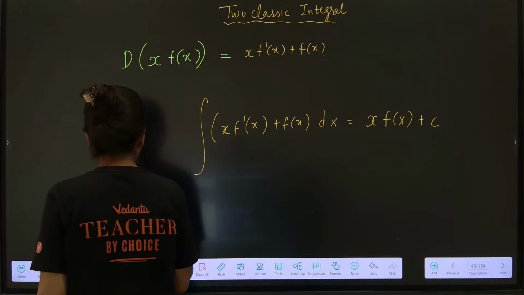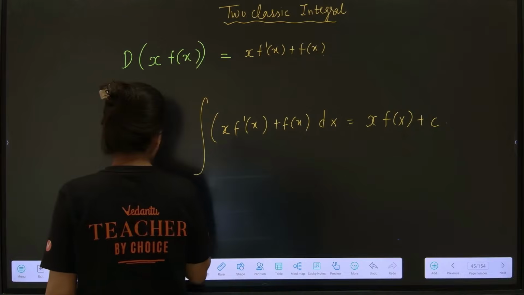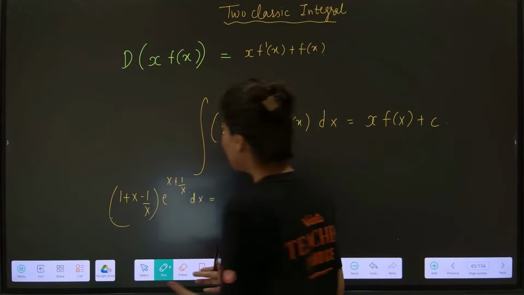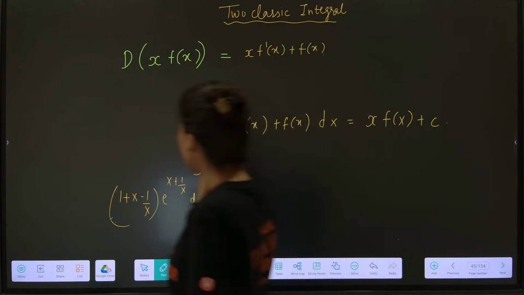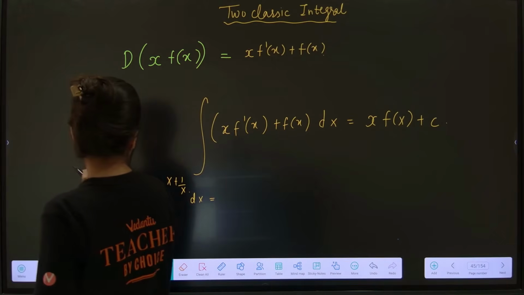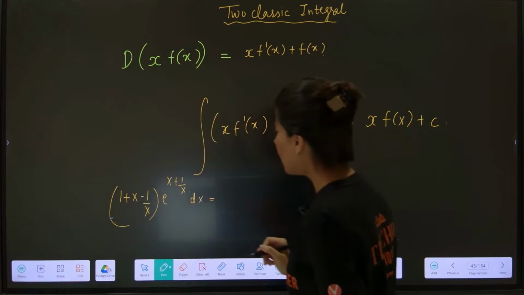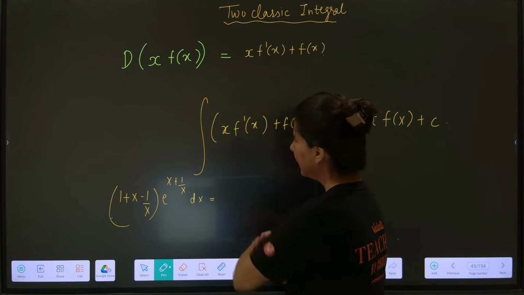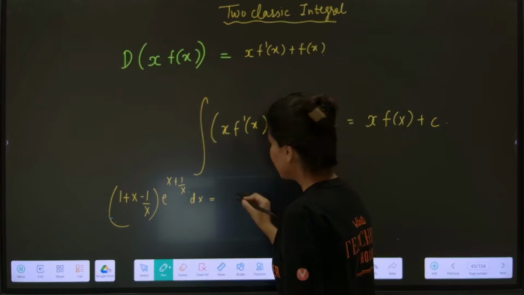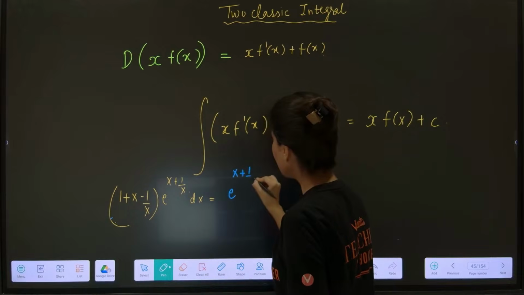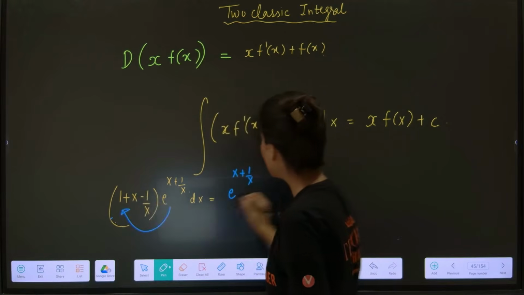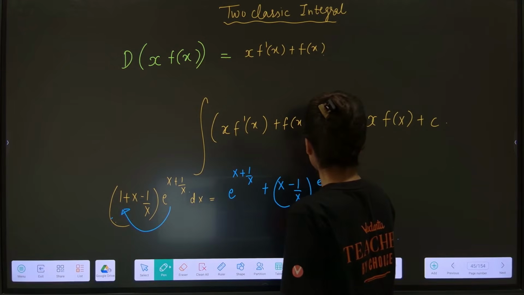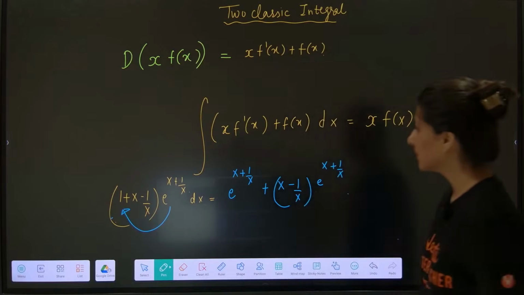Okay, so now let's do one question. The integral of (1 plus x minus 1 by x) e power (x plus 1 by x) dx. Very first thing would be, let's put x plus 1 by x equals t. Or if not, okay, let's do one thing. Let's multiply this: e power x plus 1 by x, can you see I have multiplied it over here, plus (x minus 1 by x) e power x plus 1 by x.